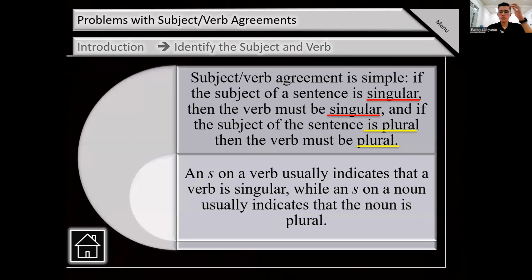Once again, this topic is about subject and verb agreement. It means that the verb should be modified in such a way that it fits the subject, and vice versa. As an example, an S on a verb usually indicates that the verb is singular, but if the S is on a noun, it usually indicates that the noun is plural.